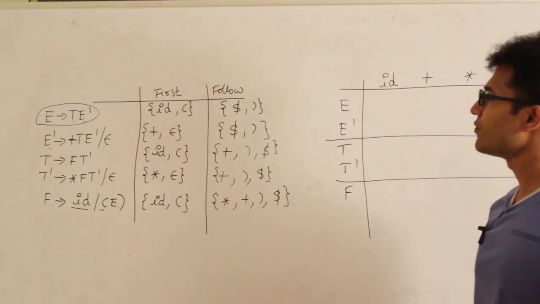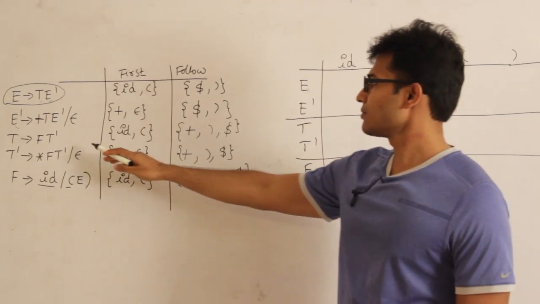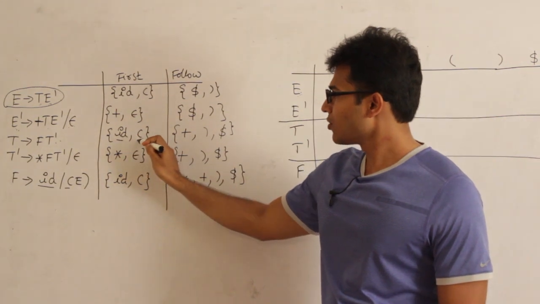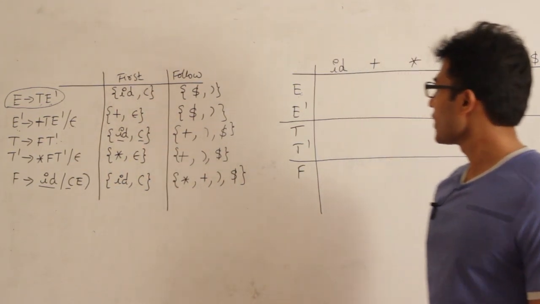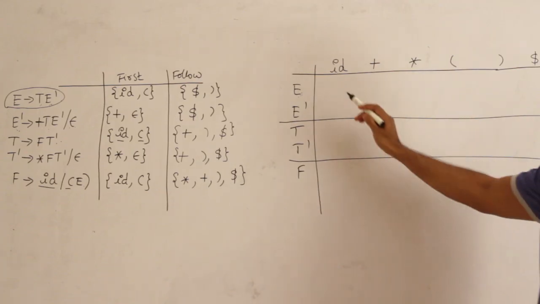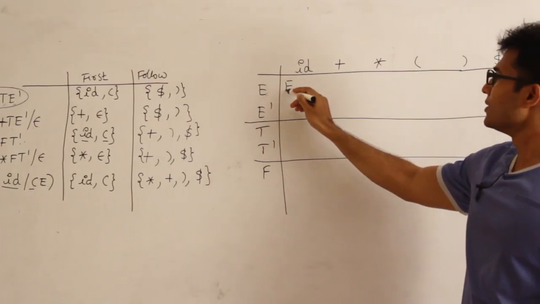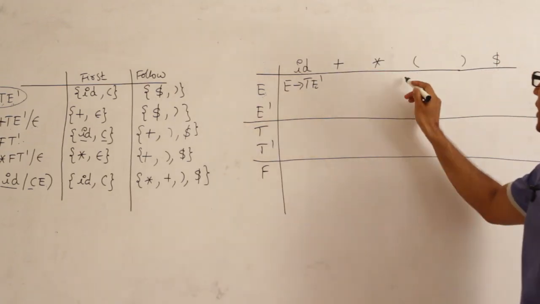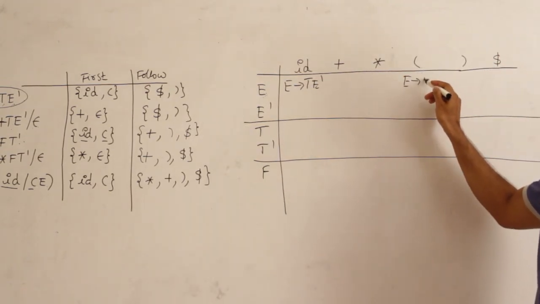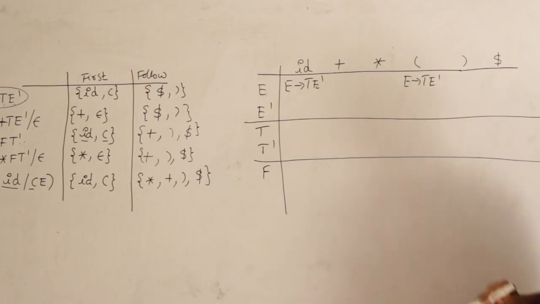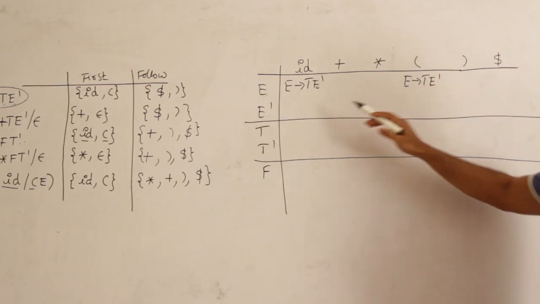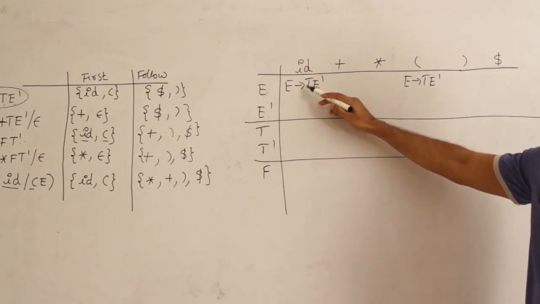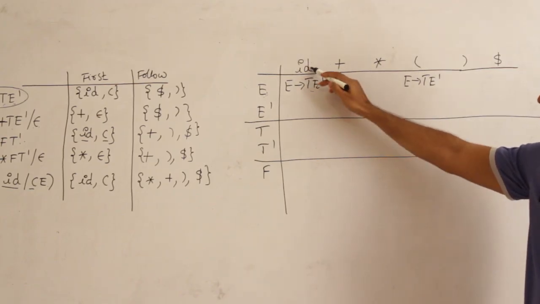Now what is first of T E dash? First of T E dash is nothing but first of T. What is first of T? id and open brace. Therefore, under id and open brace, I am going to write E derives T E dash, and then E derives T E dash. What is the meaning of this? Whenever you are looking at E, if you have to derive id, you go and use this production. Why? The first of T E dash is generating this.